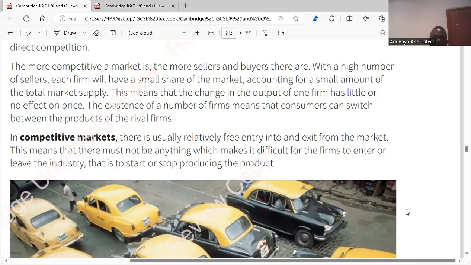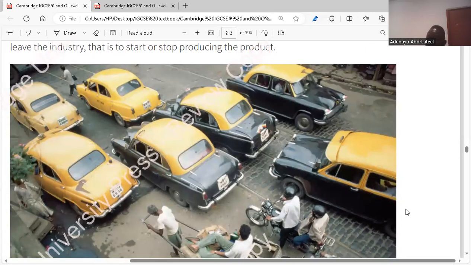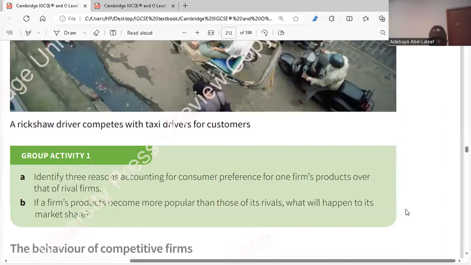So in a competitive market, there is usually relatively free entry to and exit from the market. This means that there must not be anything which makes it difficult for firms to enter or to leave the industry, that is, to start or stop producing the product. So it's a competitive market, which means there's free entry and exit. There mustn't be any reason why firms would be stopped from going into that market, and there shouldn't be any reasons why firms will also be stopped from getting out of the market. So it is free into the market, free out of the market. Clear? Yes. We'll move on.